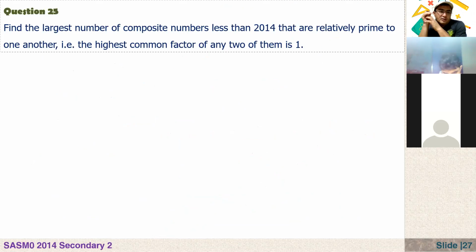Find the largest number of composite numbers less than 2014 that are relatively prime to one another. For example, the highest common factor of any two of them is 1. Definitely, what do you understand from this question? I don't understand anything out of that.